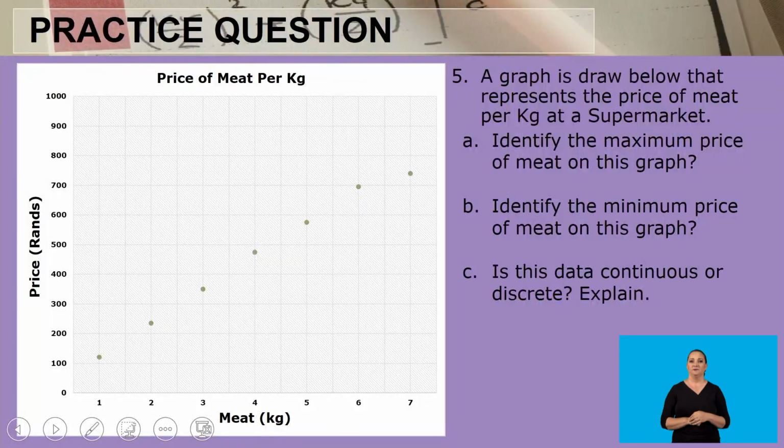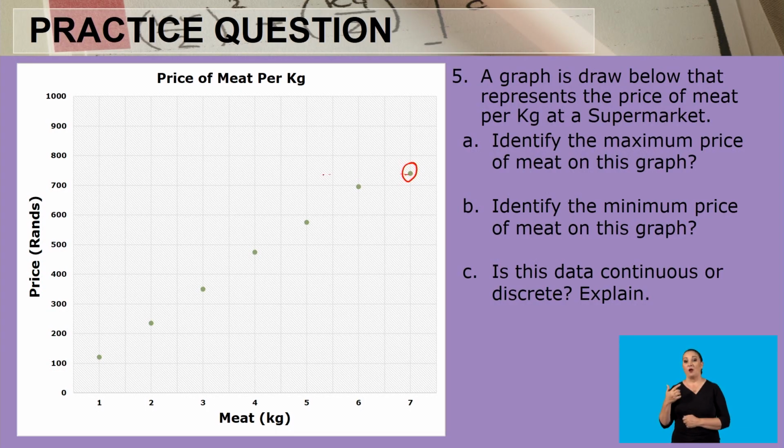Let's look at our last practice question there. And it says there, the graph here represents the price of meat per kg at a supermarket. So we are going to be looking at the price of meat per kg. Price is represented vertically, and the kg of meat is represented horizontally. Identify the maximum price of meat on the graph. So we are looking for the highest price, and that highest price would be for purchasing 7 kgs of meat, and we've identified that price there.